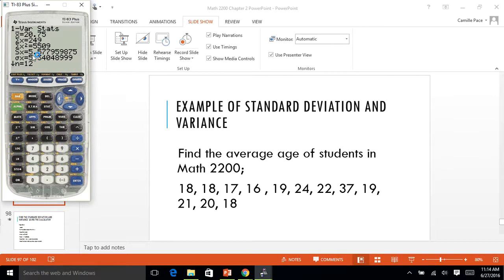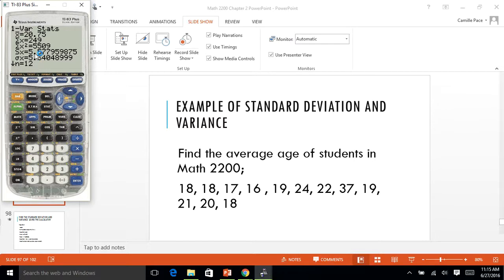For this problem, my sample standard deviation is 5.5779, and I'm going to round it to 5.6. The next one is my population standard deviation, which is 5.34. So for this one, it would be 5.3. To get my sample variance, I need to square my sample standard deviation. And to get my population variance, I just need to square this number.